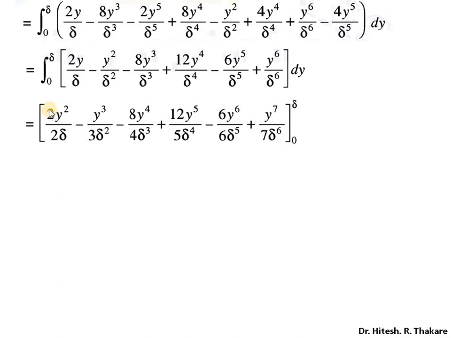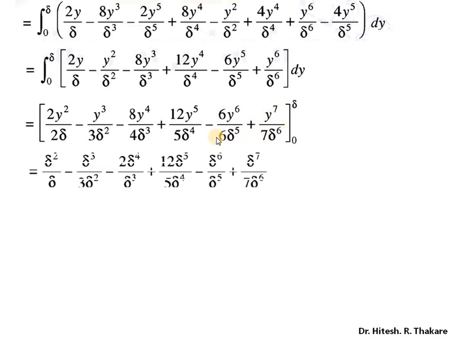Now 2 will be absorbed from numerator as well as denominator. 8 upon 4 will give us 2, 12 by 5 as it is. This 6 and this 6 will be absorbed. So what remains with us after replacing the limits of integration is delta square by delta minus delta cube upon 3 delta square, minus 2 times delta raised to 4 by delta cube, plus 12 by 5 times delta raised to 5 upon delta raised to 4, minus delta raised to 6 upon delta raised to 5, plus delta raised to 7 upon 7 delta raised to 6.